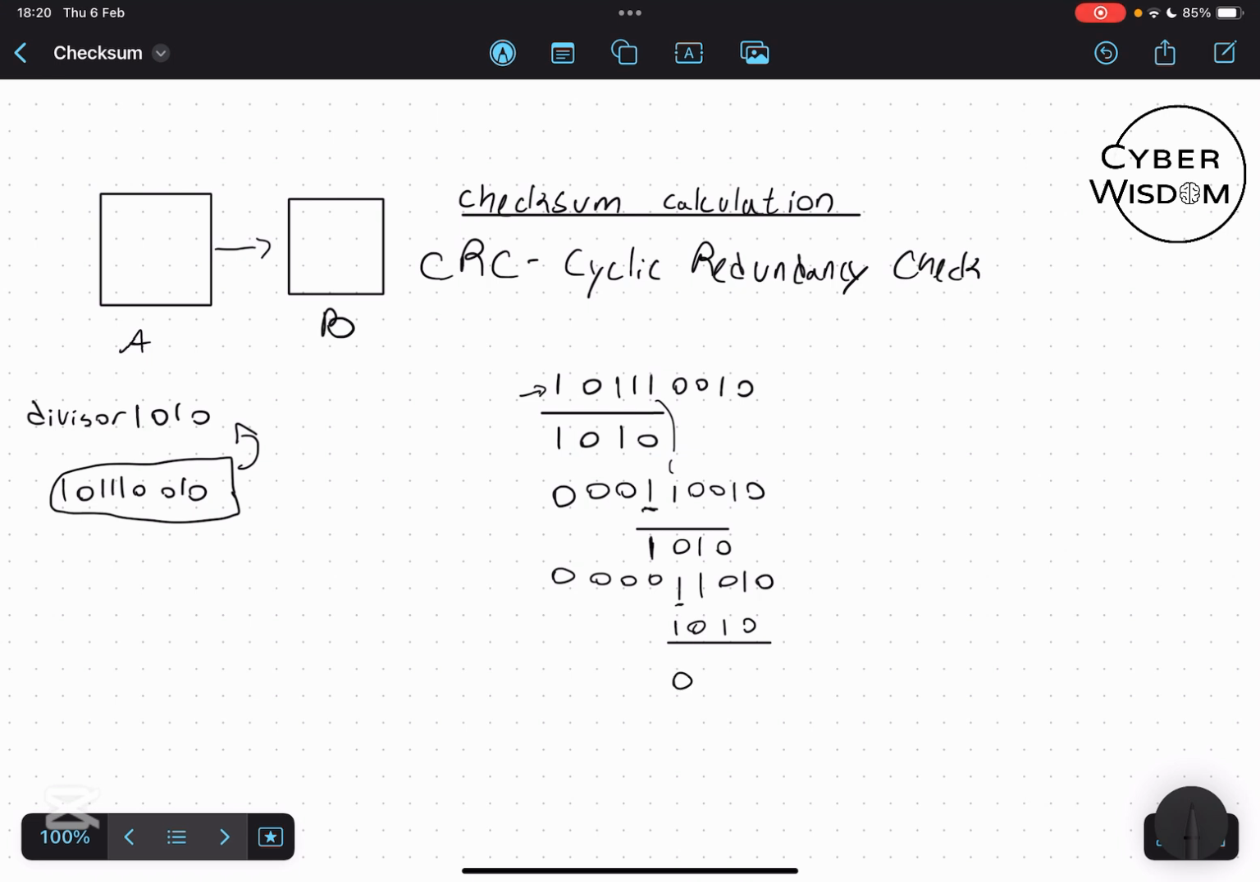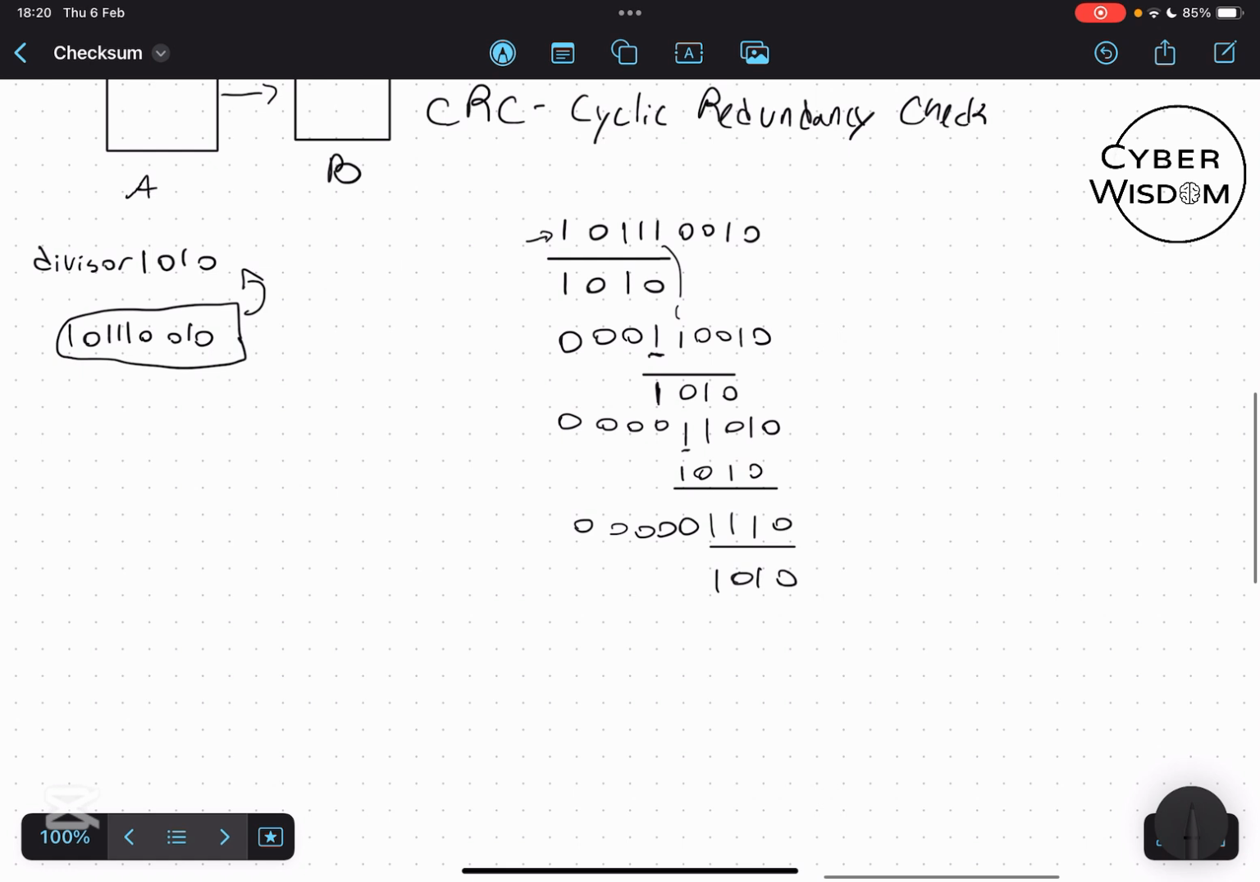Get 0, 1, 1, 1, 0. And here is 0, 0, 0, 0. And again, we have the 1 right here. 1, 0, 1, 0. 0, 0, 0, 0, 0. And here we get also 0, 1, 0, 0.